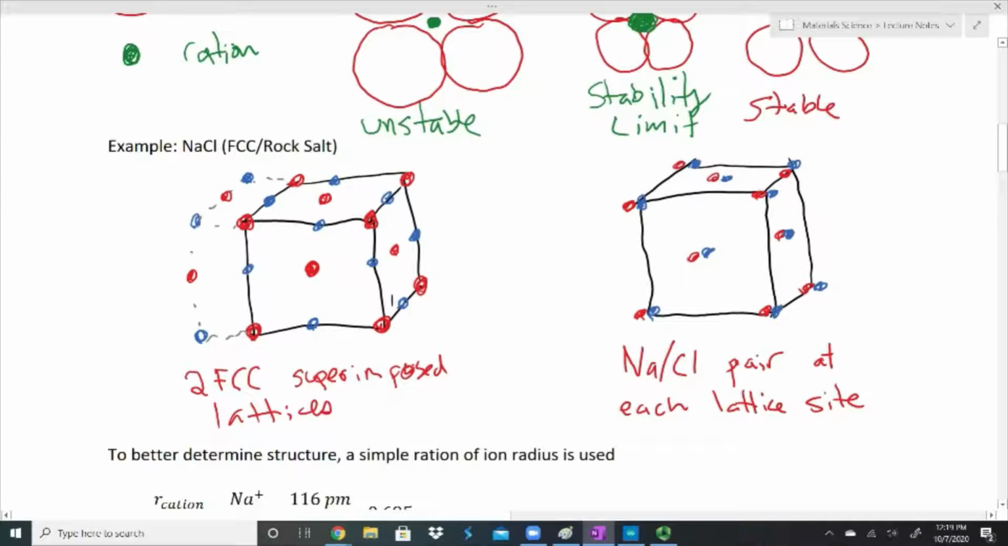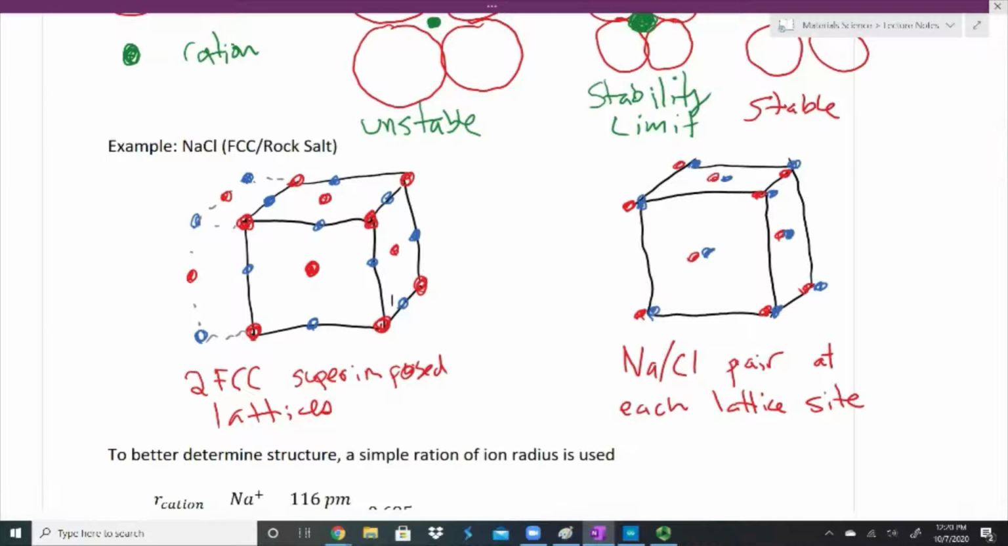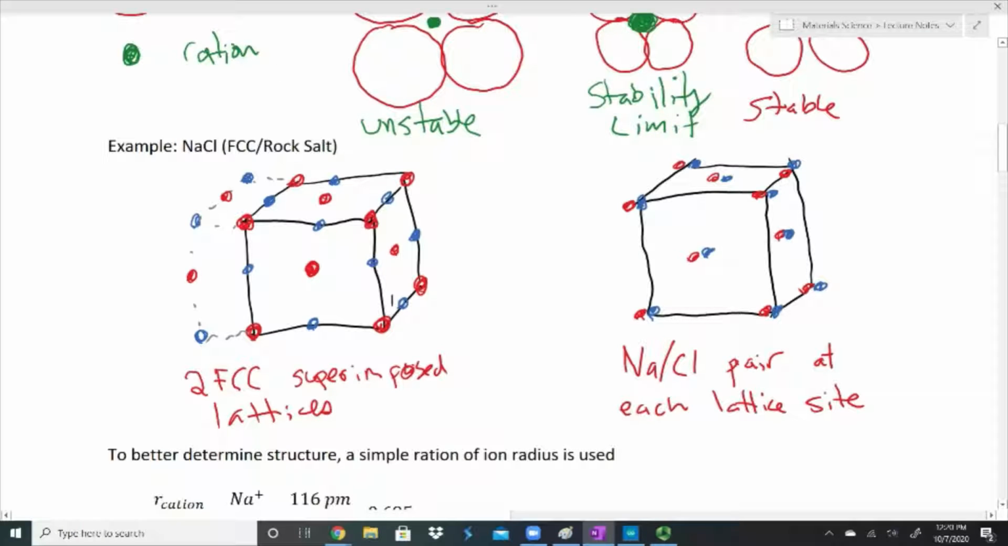That are shifted just half a unit over. So if we just ignore the blue dots and I look at this original one, I have an FCC. I have red at each corner and I have a red at each face. If I then ignore the red ones and I look at my dotted line box here, we have a blue at each corner, and we have a blue at each face as well. So we basically just have two superimposed lattices.